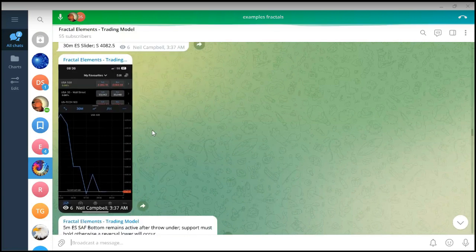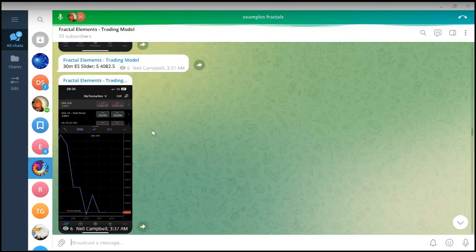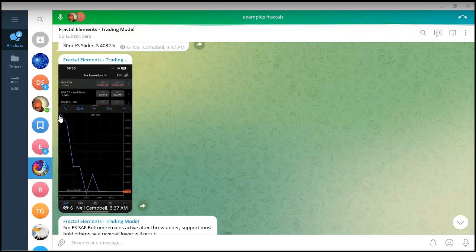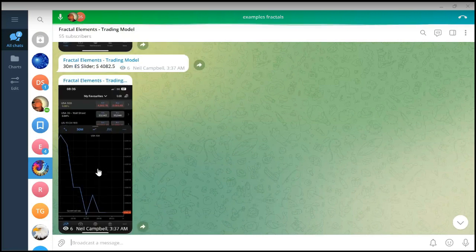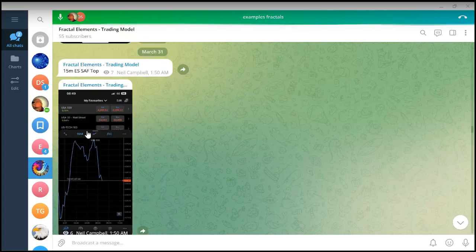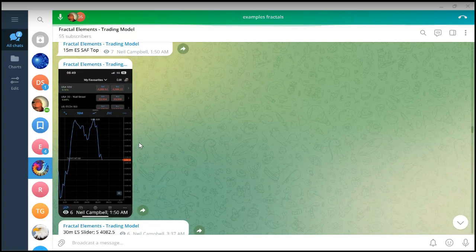Now, he has a slider bottom here at 4082. Again, it's not exact, it's kind of quasi. I would stay with the very, very similar fractals rather than quasi fractals. That's a quasi fractal there. That's the bottom. And this is pretty good too. A 15-minute top. This is a standalone fractal again here. Very classic.